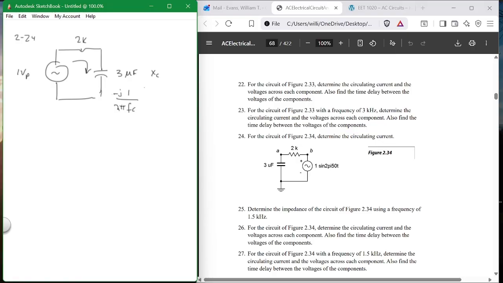So what is X sub C? You've got f. What is f? 50, right? f is equal to 50. You pull it out of the equation for the sine wave. Okay? 2 pi f times t. So what would be X sub C? X sub C is equal to what? Who can get it first? Minus j over 2 pi times 50 times 3 times 10 to the minus 6. What would that be? What is it?